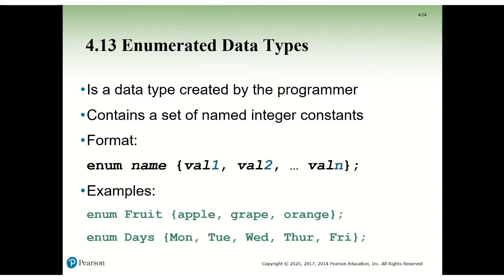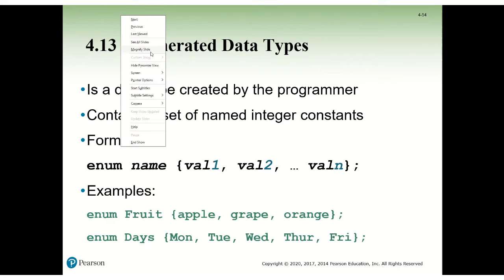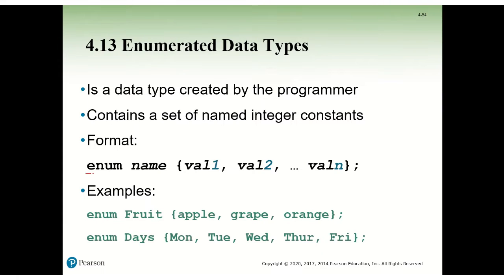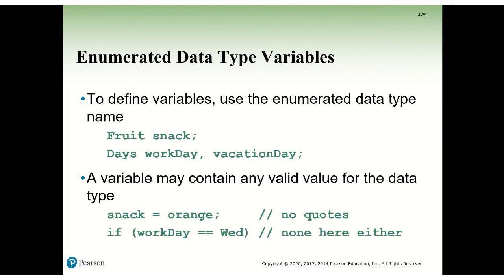You have to write a syntax. Its syntax is: you start with enum, E-N-U-M, and then you write the name, whatever the name is, let's say fruit. Then you write apple, grape, orange, or days, Monday, Tuesday, Wednesday, Thursday, Friday. To define the variables, you can use the enumerated data type name. So let's say you use fruit and the variable is snack. For days, let's say workday, vacation day.